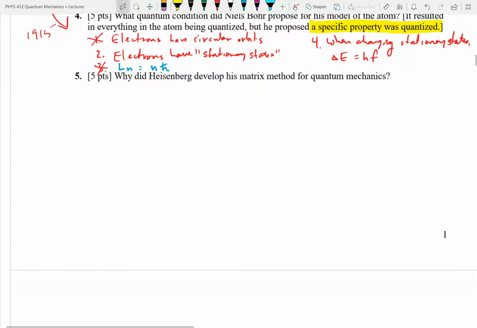Okay, number 5. Why did Heisenberg develop his matrix method for quantum mechanics?